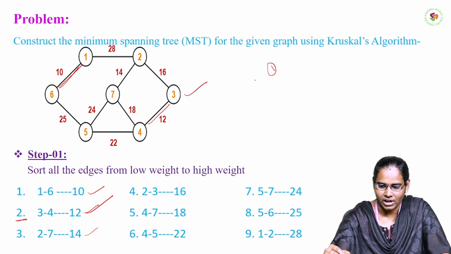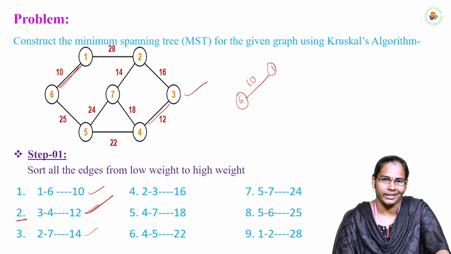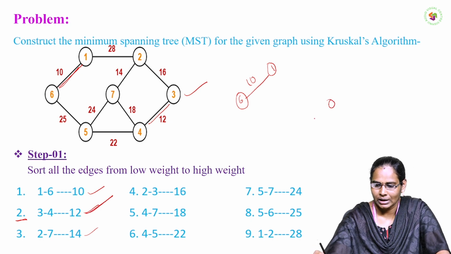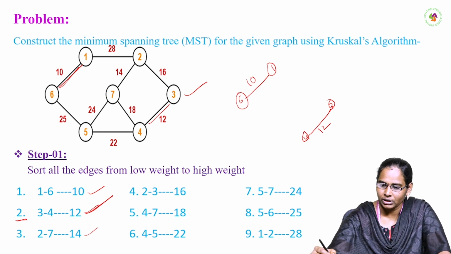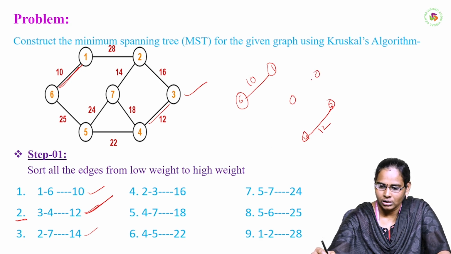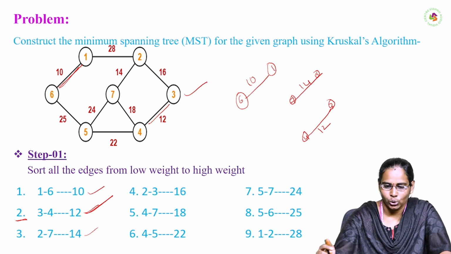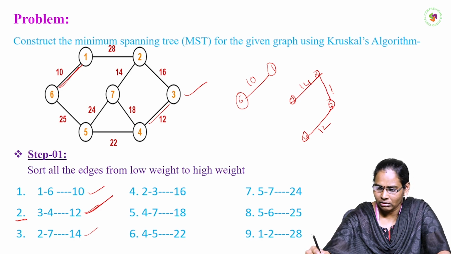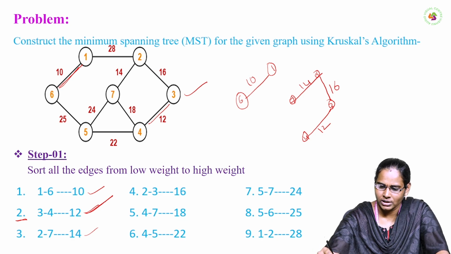1 6 with weight 10. Now the second edge is 3 and 4 with weight 12, and 2 7 with 14. This is 2, this is 7 with 14. Now the fourth edge is 2 3 with 16, connecting 2 and 3. Next 4 and 7 with 18.